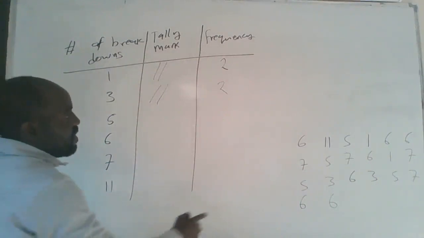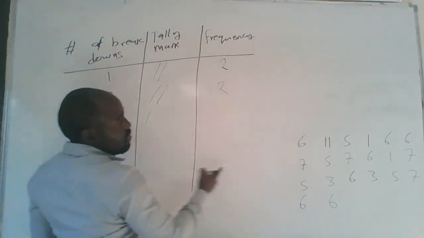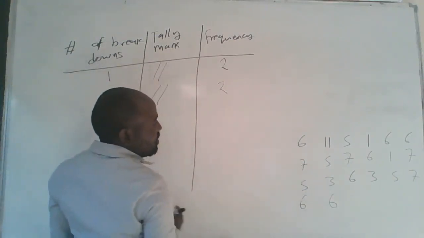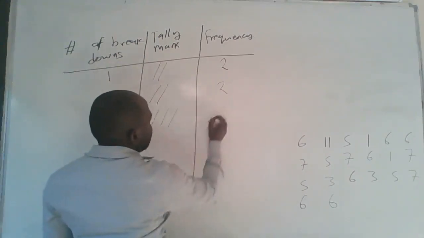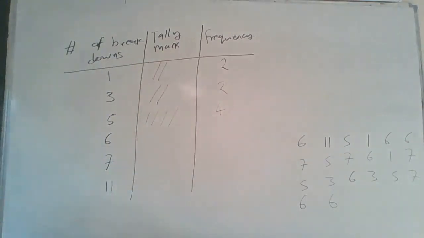We go to 5. I can see a 5 there in the first row, so 1. I go to the second row, I see another 5, 2. I go to the third row, I see two 5s, 3, 4. In the fifth, there is no 5. So the frequency for 5 is 4.